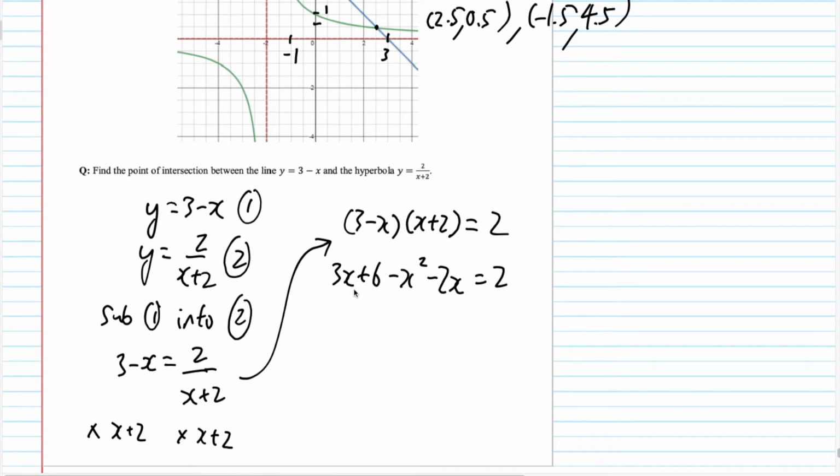Gather like terms, so I have 3x minus 2x, which is x, plus 6 minus x squared is equal to 2. Right. Now, because I don't like it when the number in front of x squared is negative, I'm just going to move this to the right hand side. So then I'm going to have x plus 6 is equal to x squared plus 2. In fact, I'm going to move everything to the right hand side, so then I get a quadratic.